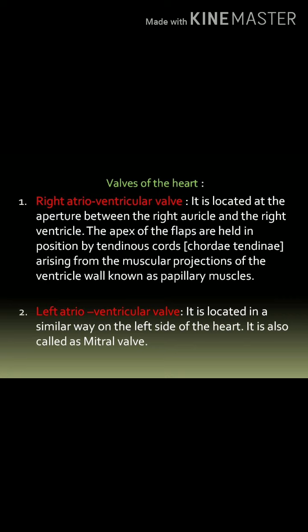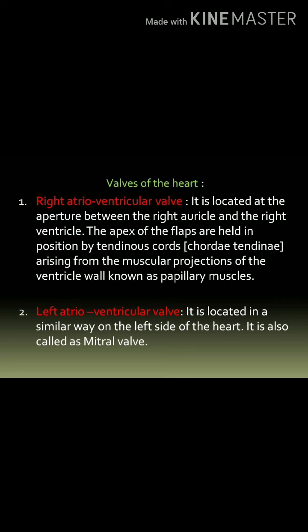On the right side, between the right auricle and the right ventricle, there is a valve. That valve is called the tricuspid valve. It has three flap-like structures, that's why it is called a tricuspid valve. It helps in the flow of blood from the right auricle to the right ventricle.